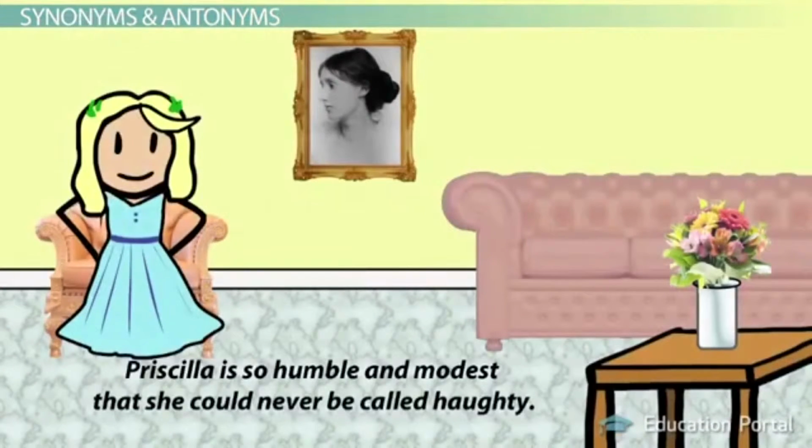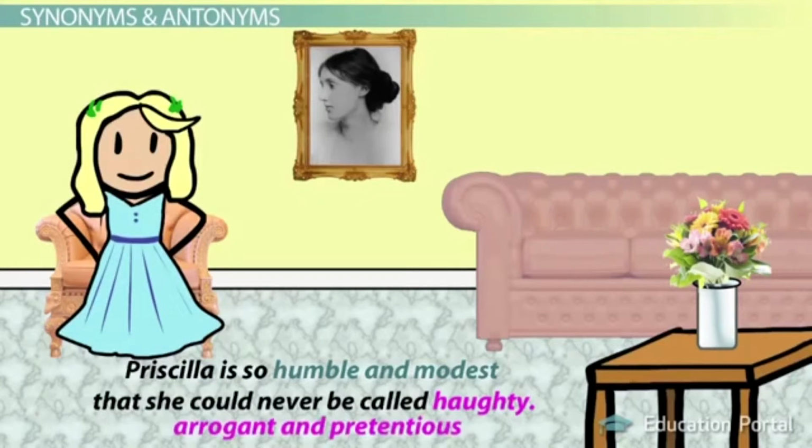Here's another. Priscilla is so humble and modest that she could never be called haughty. What does haughty mean? Again, we have two other adjectives, humble and modest. But notice the context. Priscilla could never be called haughty. Why? Because she's humble and modest. This time we have antonyms. So haughty is the opposite of humble and modest. Therefore, it means arrogant and pretentious.